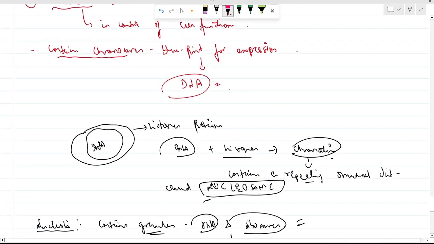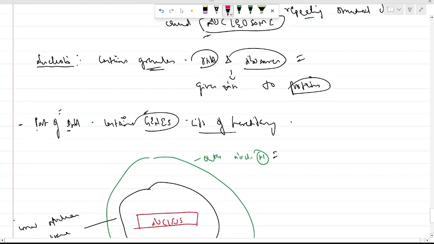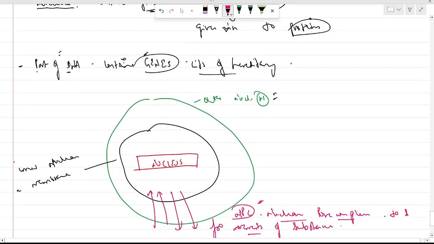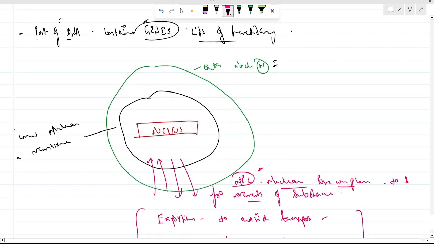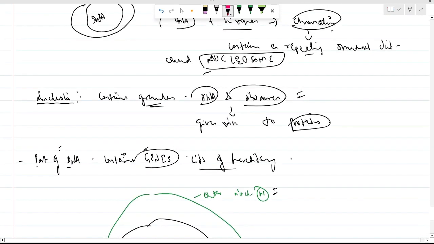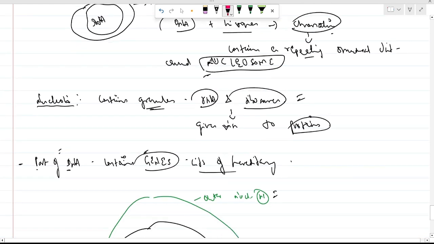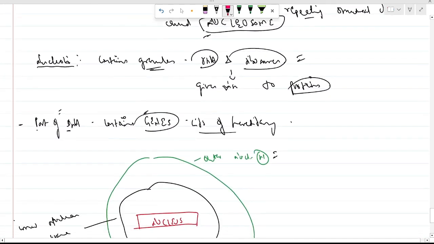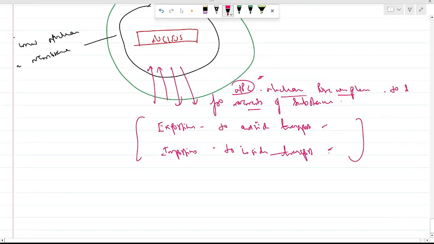Then we discussed the nucleus, the control center of the cell, and membranes of the nucleus. We discussed nucleosomes, DNA, histones, and nuclear pore complex. So that's all, guys. Make sure to revise the topic.